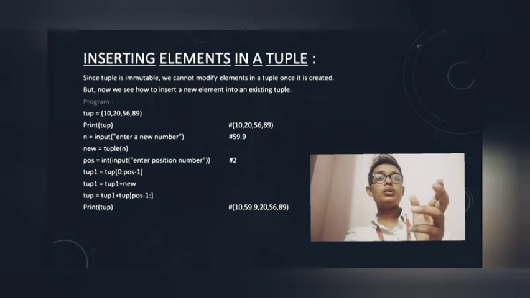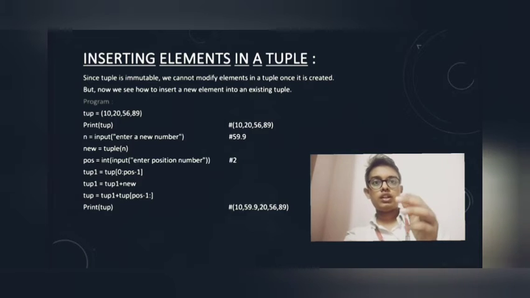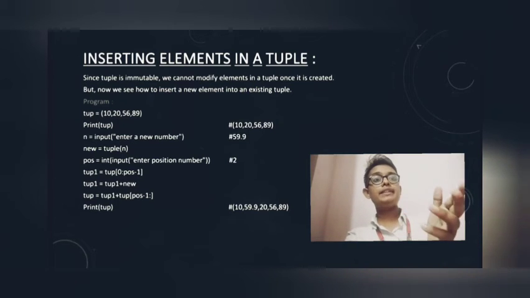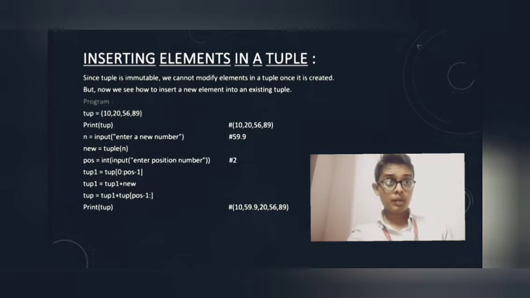Tuple is equal to tuple 1 plus tuple of position minus 1. The position is 2, 2 minus 1 means 1. Tuple 1 plus tuple of 1 to end of the tuple, which means print tuple. The tuple will print as 10, 59.9, 20, 56, 89.